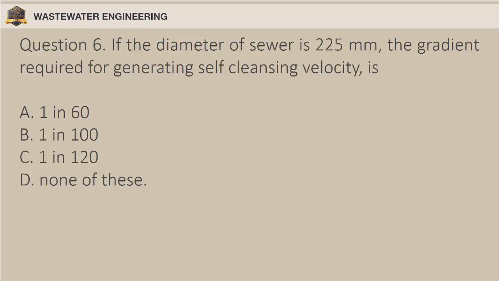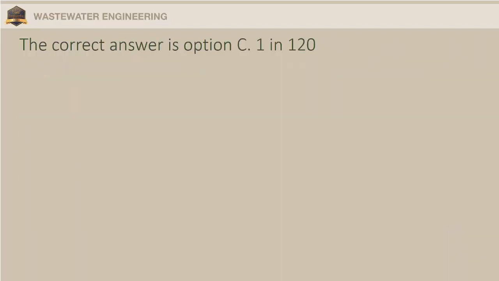Question 6. If the diameter of sewer is 225 mm, the gradient required for generating self-cleansing velocity is A. 1 in 60. B. 1 in 100. C. 1 in 120. D. None of these. The correct answer is option C.